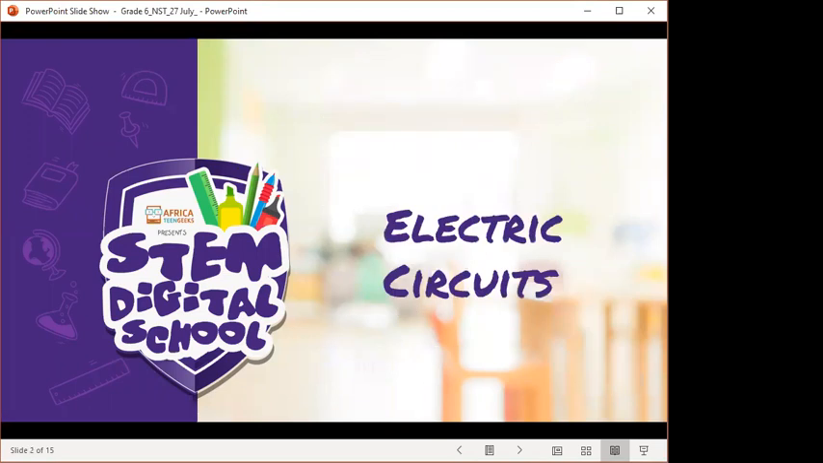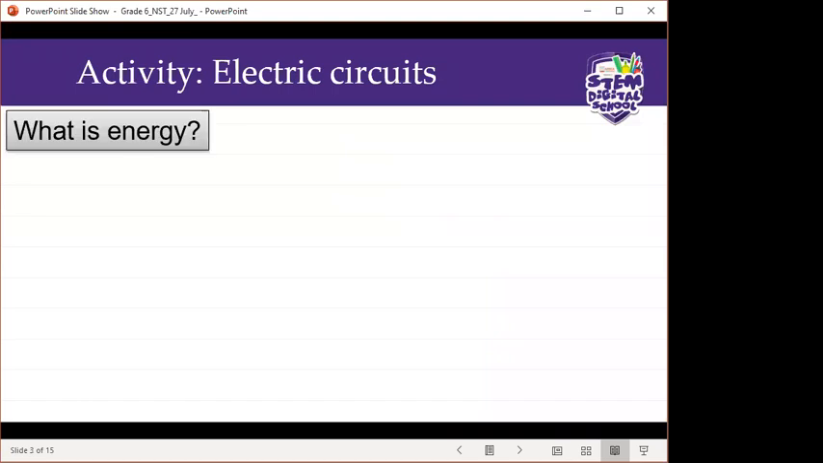So we're starting off with electric circuits. You guys know something about electric circuits. We did a Kahoot on electric circuits. We did a breakdown, we looked at it deeply. So I'm just going to start off with a few questions with regards to electric circuits. First question, what is energy? Remember, you can raise your hand or you can type it in the group chat.